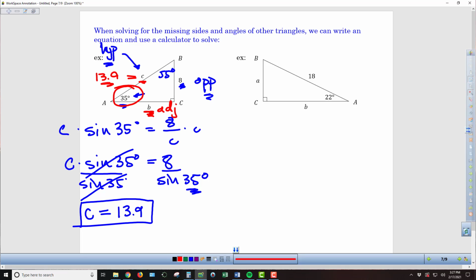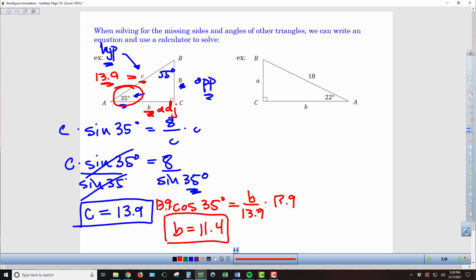Adjacent and hypotenuse, I can use cosine. So I can write an equation that says cosine of 35 degrees equals my adjacent side, which I don't know, b, over the hypotenuse, which I just found, which is 13.9. And so now to solve for b, the only thing I need to do is multiply both sides by that 13.9. And so now we're ready to use our calculator. So I can do 13.9 times the cosine of 35, and we find that that answer is 11.4 if we round off to the nearest tenth.